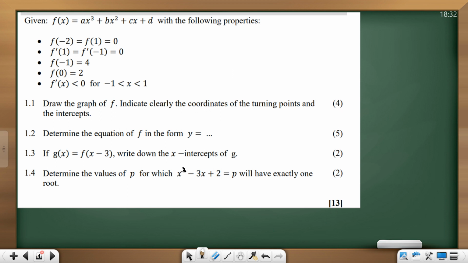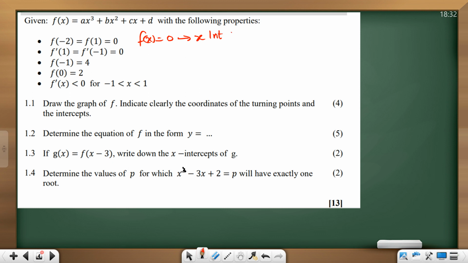F of x is equal to what? 0. That's what this one is telling you. Remember, when we say f of x equals 0, when is y equal to 0? At the x-intercept. So basically, x-intercept.